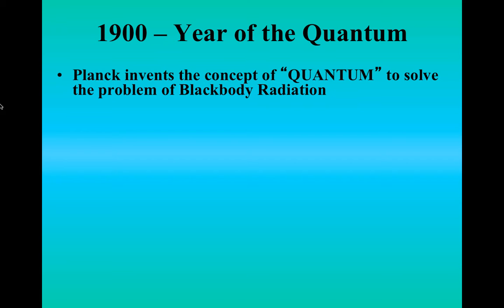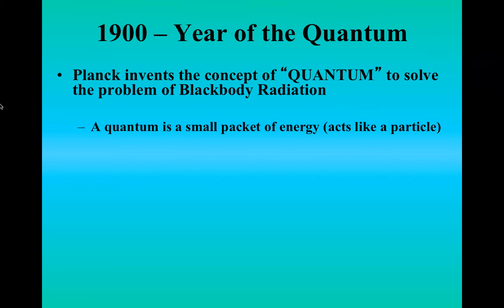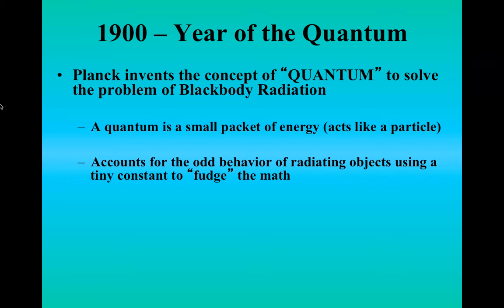Now we get into the year of 1900, which is the year that we are able to define as the year of the quantum. Planck invents the concept of the quantum to solve the problem of black body radiation. A quantum is a small packet of energy which acts like a particle. It's a word that we use to describe a larger piece. A quantum relates to a small packet of energy, but that energy can be multiple pieces. This accounts for the odd behavior in radiating objects, using a tiny constant to almost estimate the math.